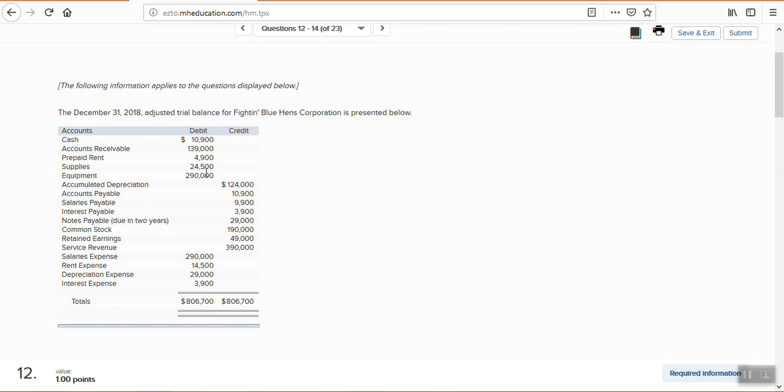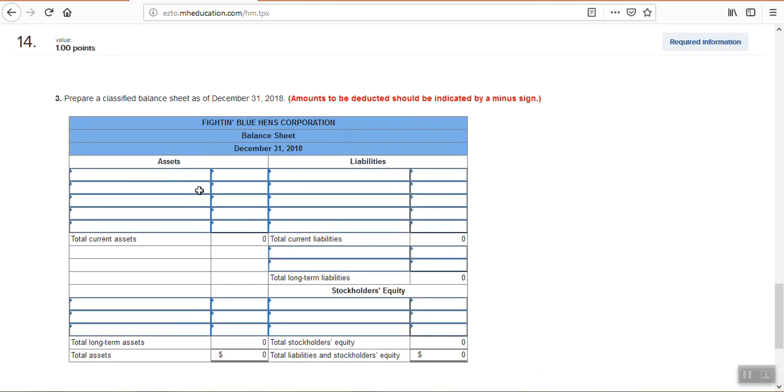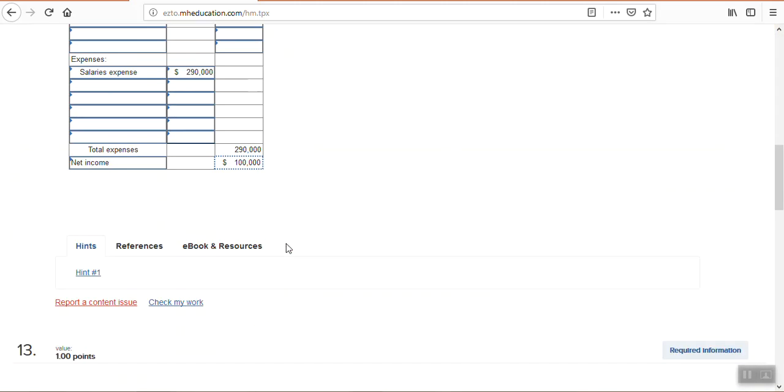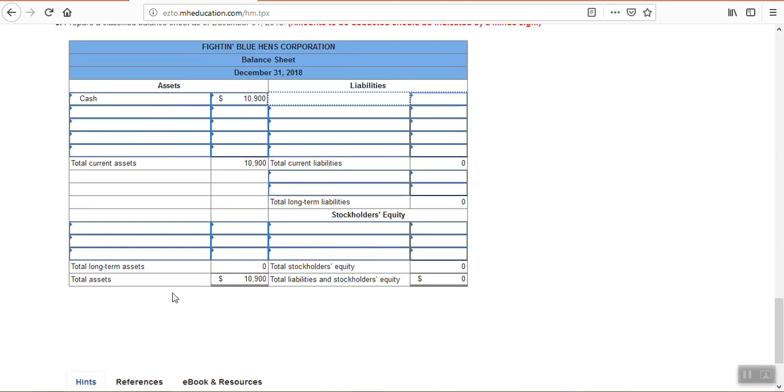So essentially what you're going to do is list all these assets, and cash, accounts receivable, prepaid rent, and supplies are all current assets, so they're going to go here. So let's just put cash in, and then the amount would be whatever cash was, $10,900. And you're going to list the rest of your current assets.